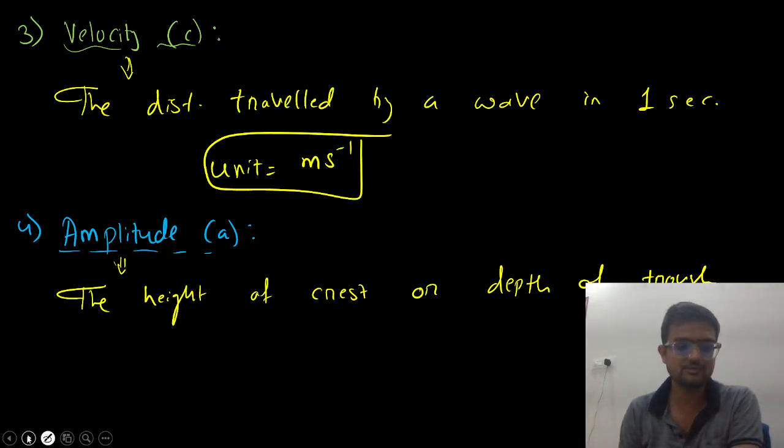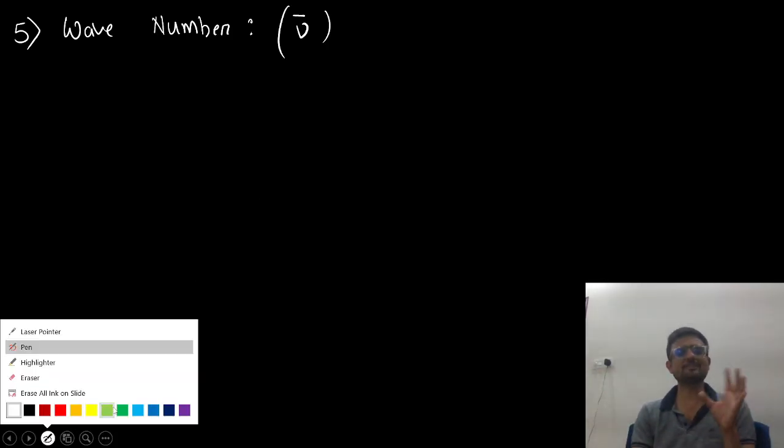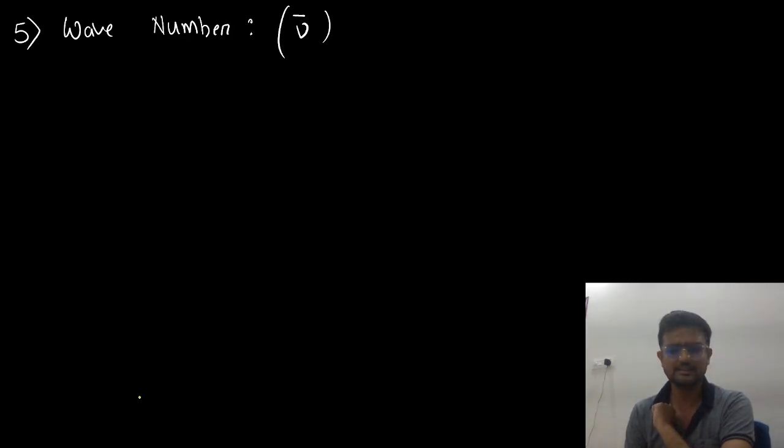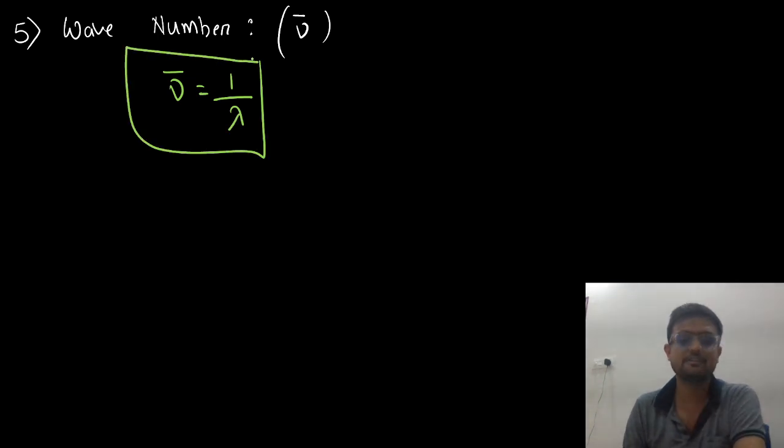Correct? And the last point, the fifth one, is wave number. Wave number is denoted by nu bar. Just write nu and give it a bar. This is called nu bar. Okay? What is wave number? Wave number is the inverse of wavelength. It is the number of wavelengths per centimeter. The number of wavelengths per centimeter is called wave number. Or in simple words, I can say that wave number nu bar is equal to 1 by wavelength. Inverse of wavelength is called wave number.